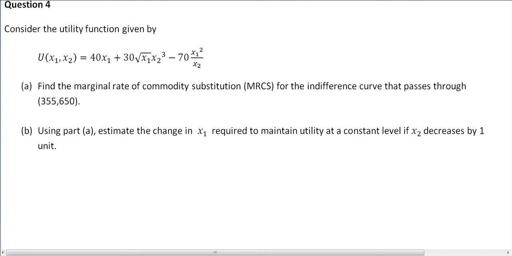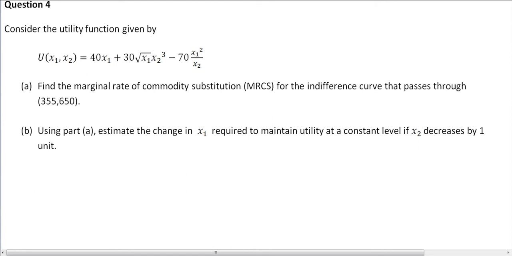Okay, the next question, we have another utility function. It's not as pretty now again as the previous question, but we'll have to attack it. So, what are they asking? Find the marginal rate of commodity substitution, the MRCS for short, for the indifference curve that passes through 355, 650.